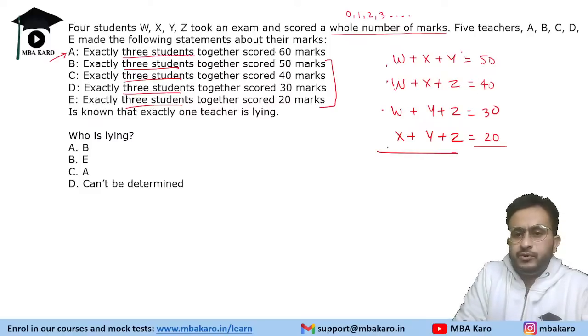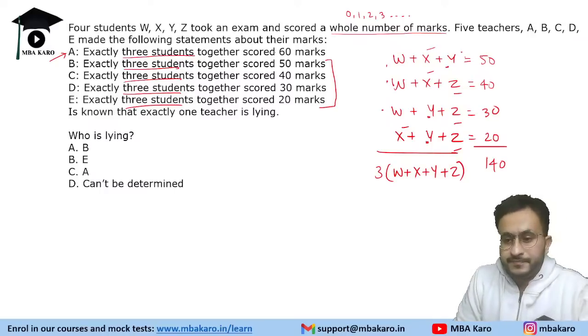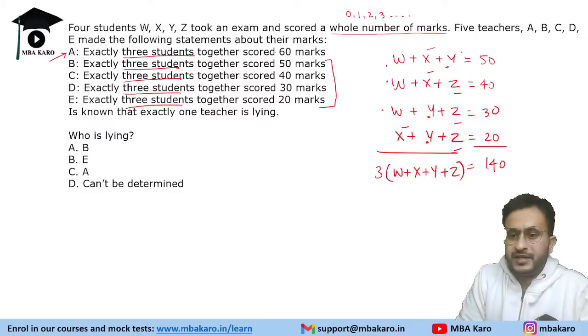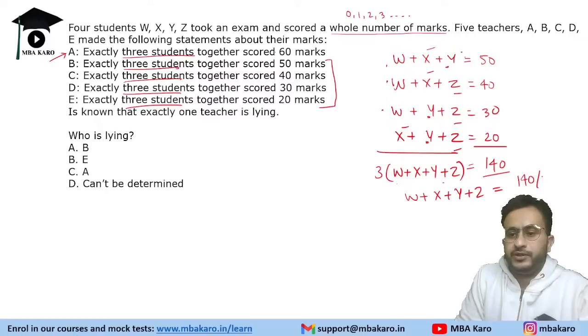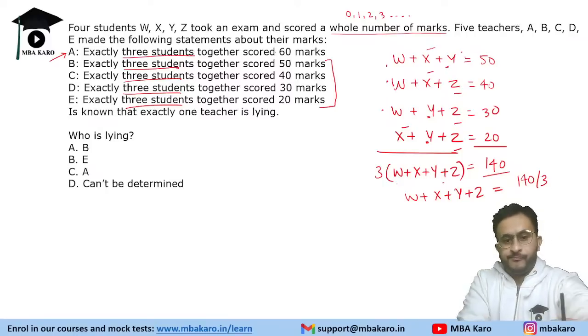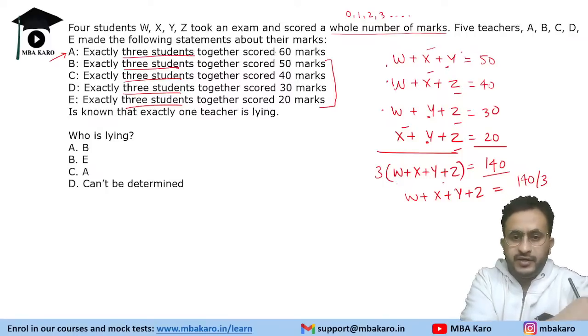So what do we get as the total? W comes three times, X comes three times, Y comes three times and Z also comes three times. So 3 times (W plus X plus Y plus Z). What is the total coming? 140, isn't it? The total is coming as 140. So W plus X plus Y plus Z is equal to 140 upon 3. Is it possible to get 140 upon 3?